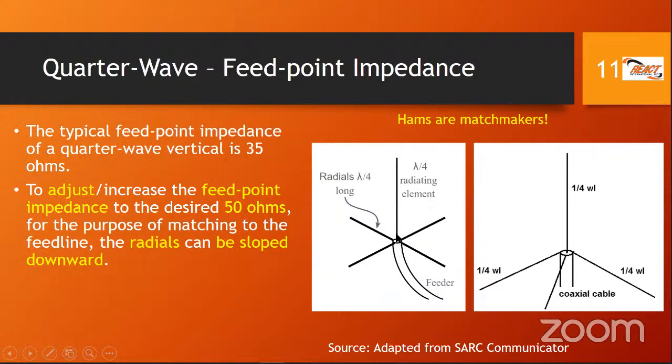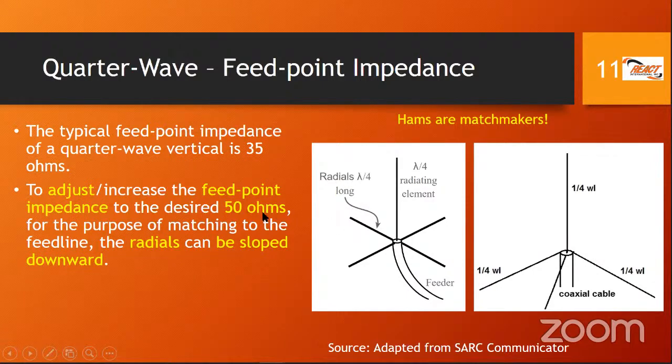For a typical quarter wavelength antenna, the feed point impedance is only 35 ohms. Oh, so that is not good. We said hams are matchmakers. So we want that feed point to be as close as possible to 50 ohms, so we'll have a good SWR and maximum transfer of power. We don't want any reflection or any damage to our equipment. Hams are matchmakers. So 50 ohm feed line, but 35 ohm feed point for a quarter wave. That's not good.